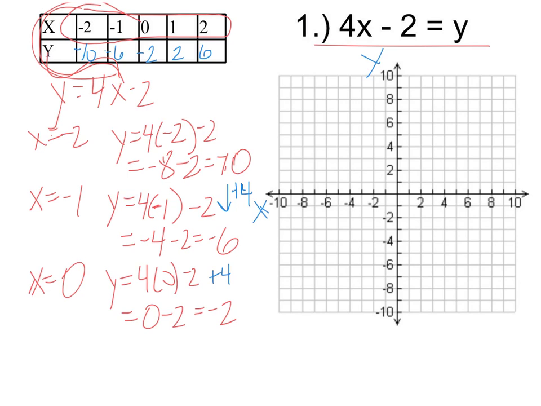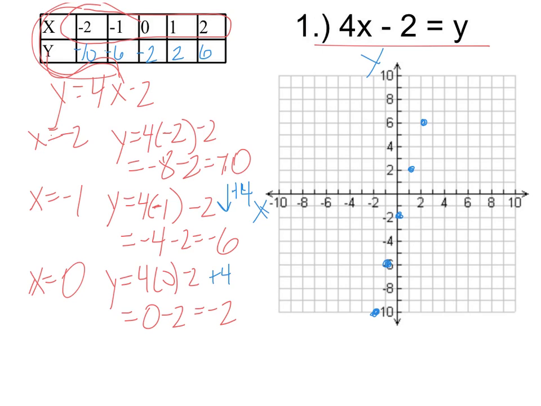So my first point is -2, -10. So I'm going to go left 2, down 10, and put my first point. From there, my next one is -1, -6. So I'm going left 1, down 6. Next one is 0, -2. So I don't go left or right at all, I just go down 2. Next one is 1, 2. So I go over 1, up 2. My last one is 2, 6. So I go over 2, up 6.